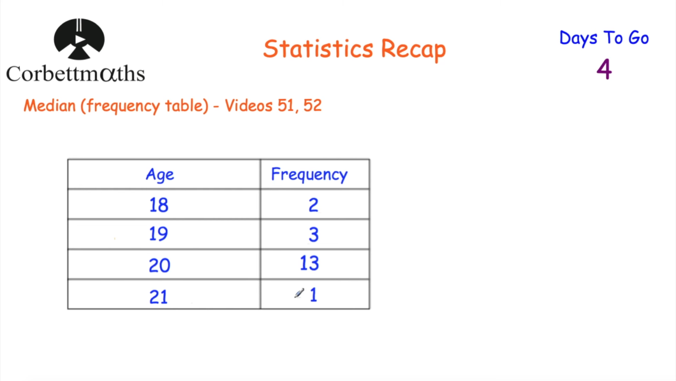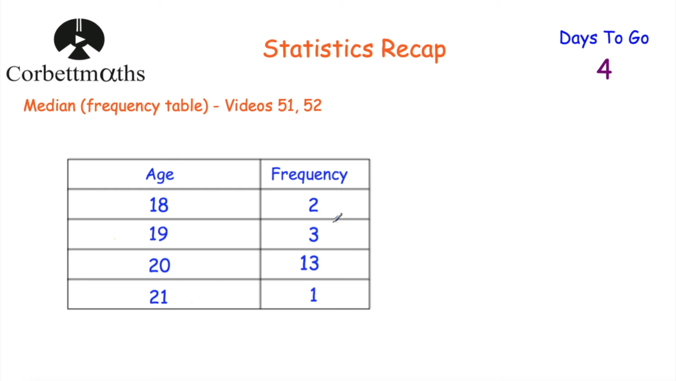So if you've got a frequency table like this and you want to find the median, one approach is to list them all out if you really wanted to and you've got time. So here you could say, well, 2 people are 18 years old. Then you could say there's 3 people that are 19 years old and so on. You can list them all out that way, write them all down, cross them all off and find the middle one if you wanted to.